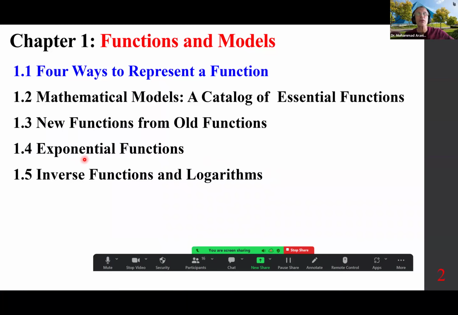We're going to cover the whole chapter in this case, and it covers 4 ways to represent the function, mathematical models, a catalog of essential functions, new functions from old functions, exponential functions, inverse functions, and logs.